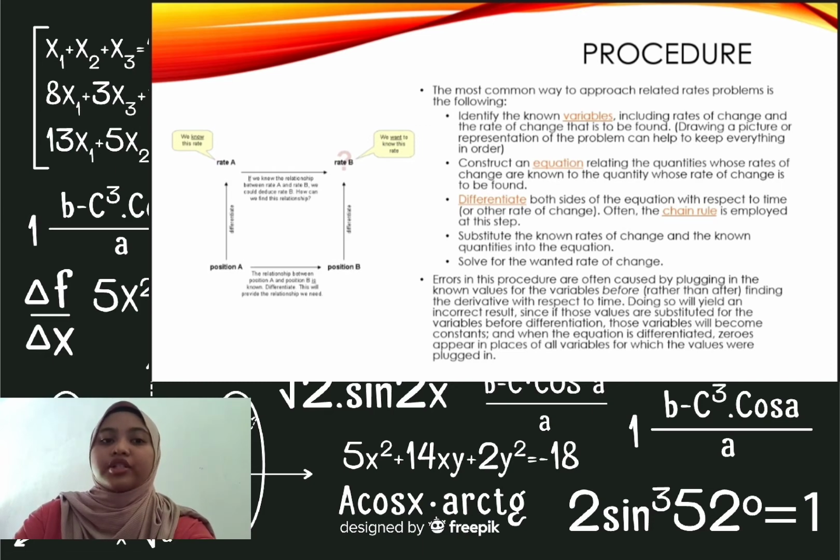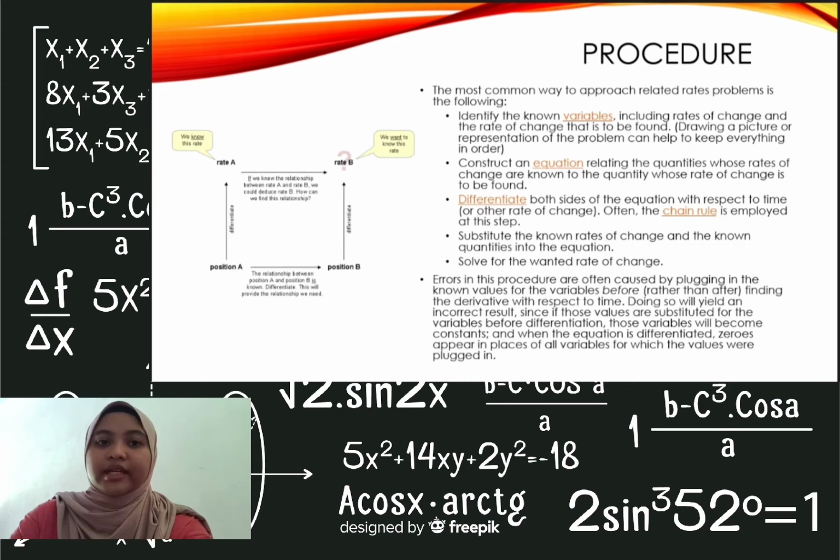Third, differentiate. Differentiate both sides of the equation with respect to time or other rate of change. Often, the chain rule is employed at this step. Fourth, substitute the known rates of change and the known quantities in the equation. Solve for the wanted rate of change.